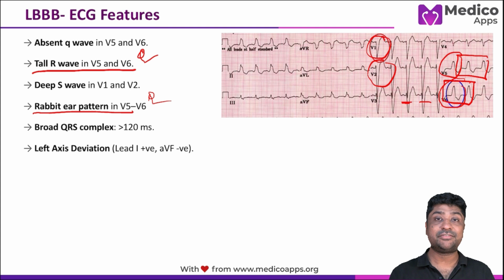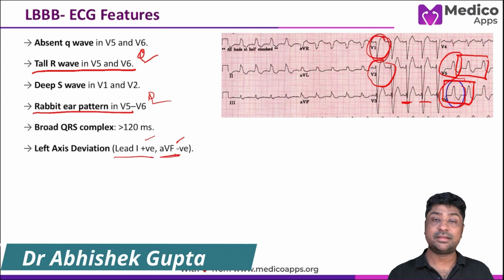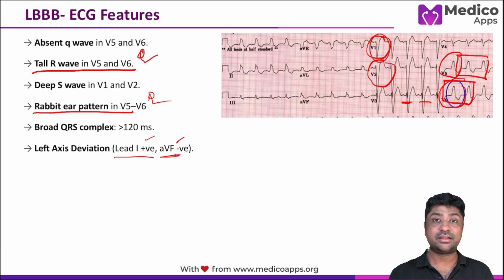Another feature is left axis deviation. Lead 1 positive, AVF negative. In many cases of LBBB, the overall mean electrical vector shifts leftwards due to altered sequence of depolarization. This can be a subtle clue.